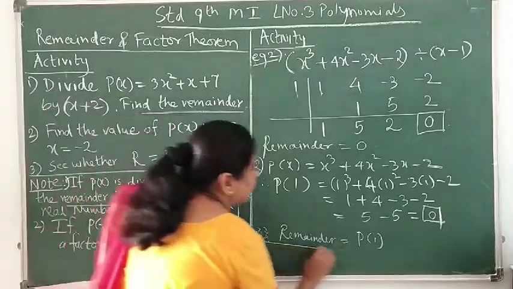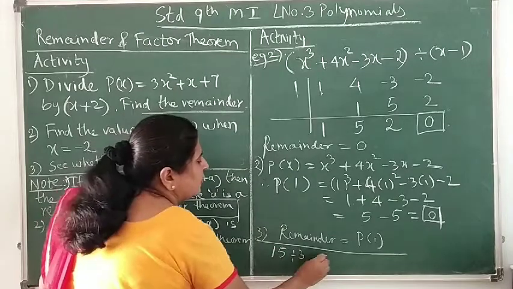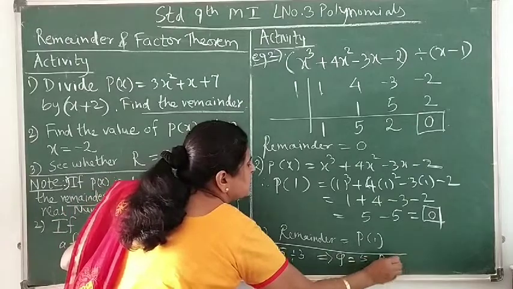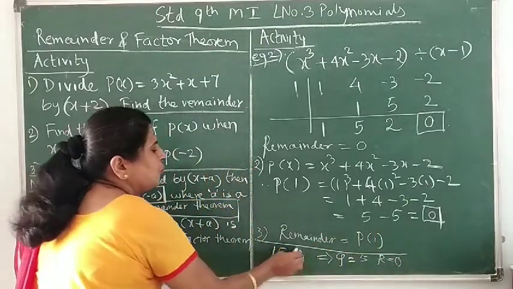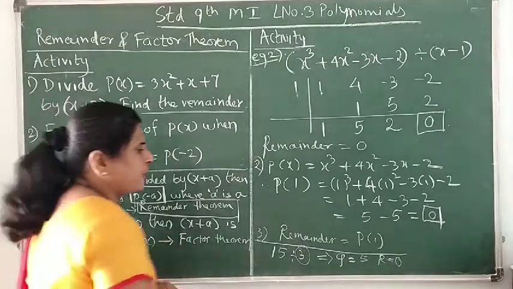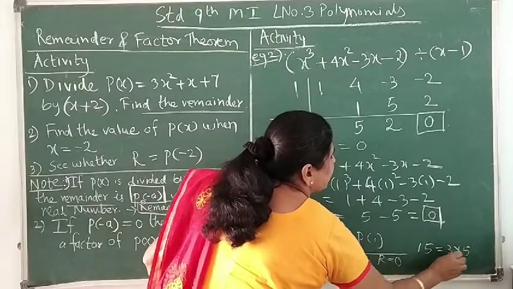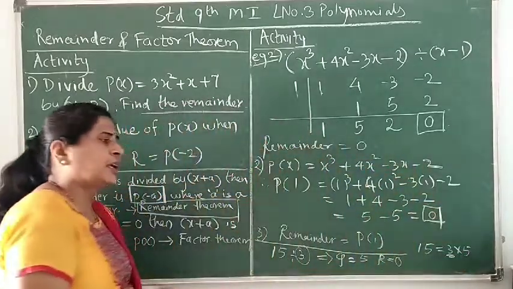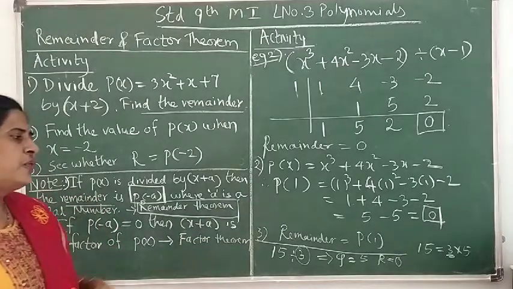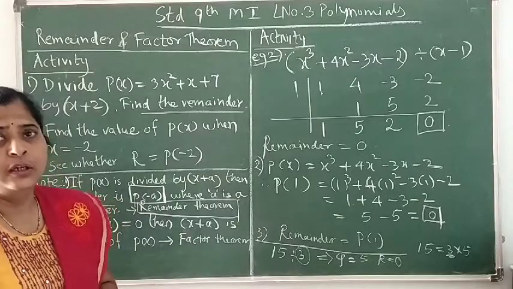Means, for example, if I divide 15 by 3, then what will happen? The quotient is going to be 5, since 3 fives are 15, and the remainder is going to be 0. So when the remainder is 0, we call the divisor a factor of the dividend. Means we can write 15 as 3 into 5. So 3 is a factor of 15 as well as 5 is also a factor of 15.